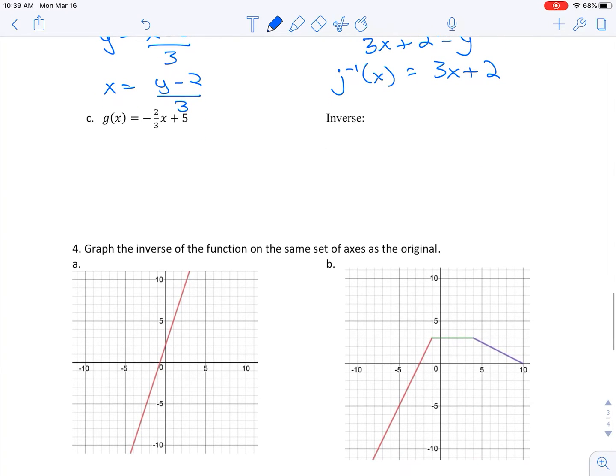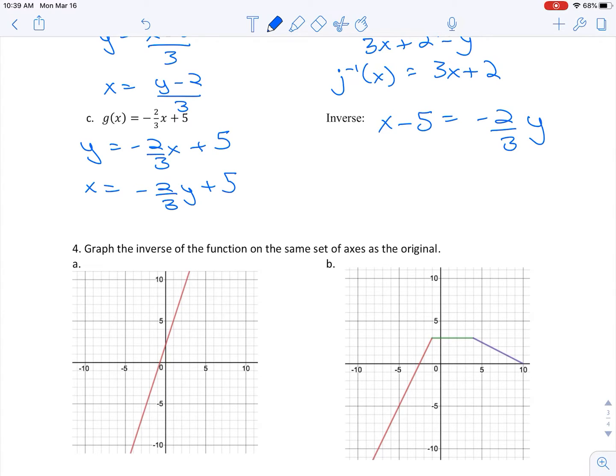Okay, tough one now. So we're going to have y equals negative 2/3 x plus 5. I'm going to switch my x and y and solve for y. So I'm going to take away 5. And here's where this went wrong for a lot of us. So we need to divide both sides by negative 2/3.